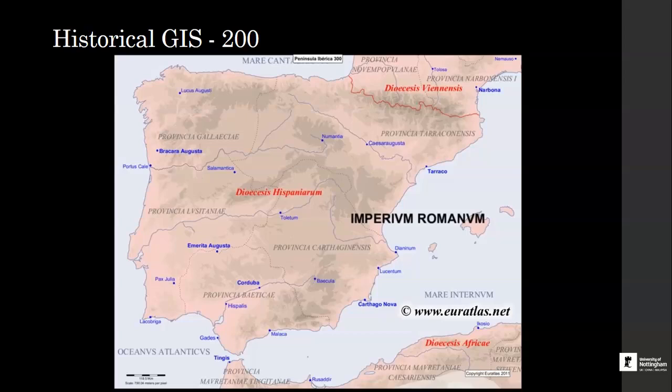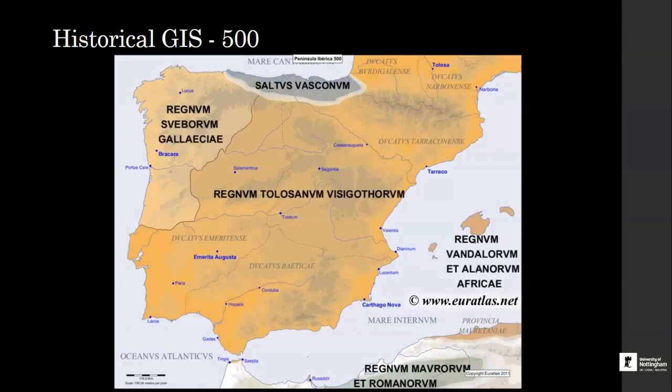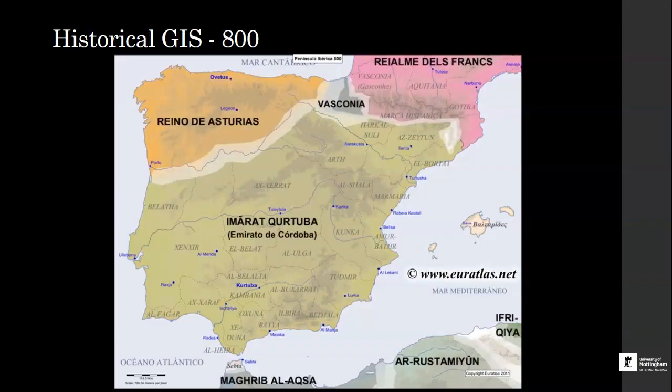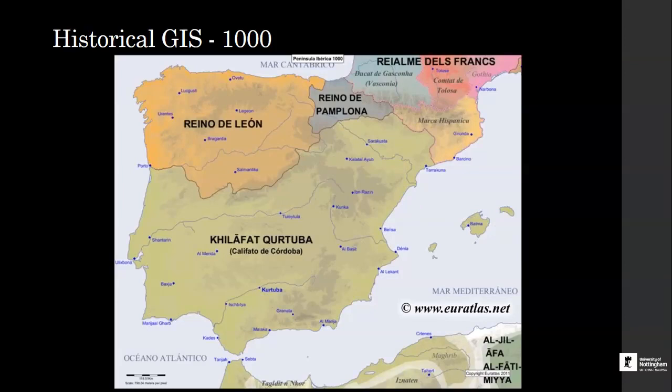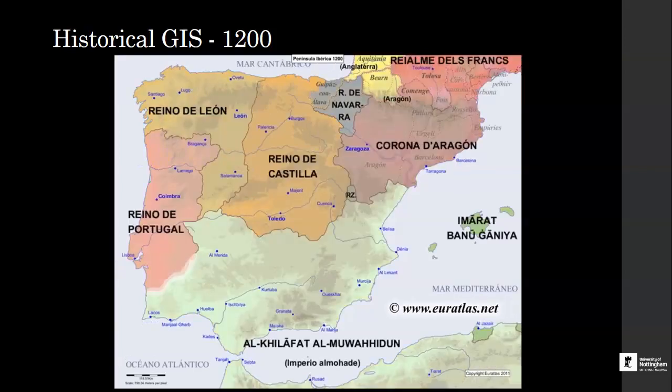By looking at sequence mapping, we can actually show the development of a region over time. So when going through the Iberian Peninsula, my own research area, around the year 200, it's the Roman Empire. Then in 500, the Roman Empire has fallen, and now we have several kingdoms. Then we see the Emirate of Cordoba, the Caliphate of Cordoba. We can see that the northern kingdoms are now slowly expanding to the south, which is labeled the Reconquista.